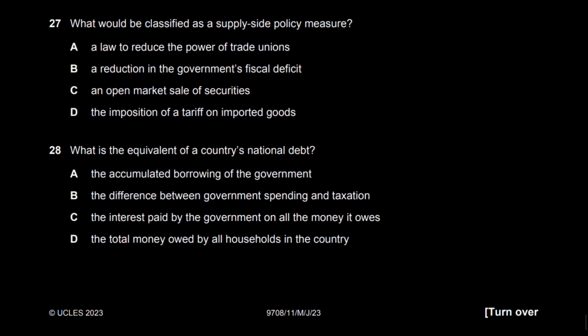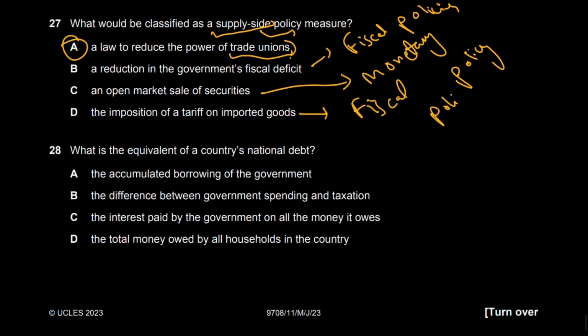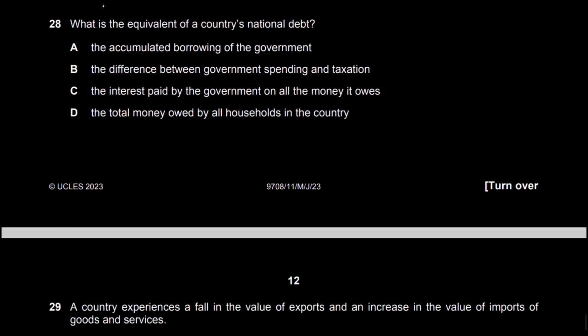Question number 27 says, what would be classified as a supply side policy measure? A law to reduce the power of trade unions. Exactly. Whenever we are talking about trade unions and workers, laborers or employees, it means supply side policy. So it basically refers to the supply side aspects of a policy. B states a reduction in the government fiscal deficit. This refers to our fiscal policies. However, C states an open market sale of securities. This is our monetary policy, or in some cases it may be our fiscal policy. And the imposition of a tariff on imported goods, this too is our fiscal policy, as we are talking about taxes on our imports.